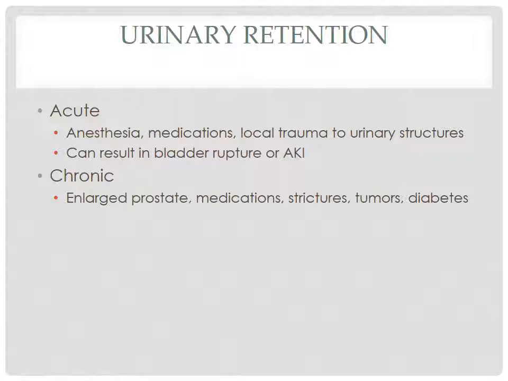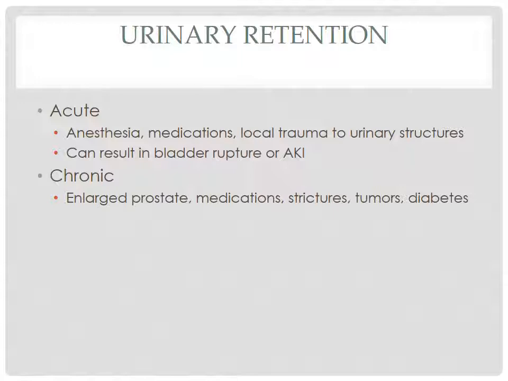Urinary retention can be acute or chronic. Acute can be related to anesthesia post-surgery, medications, trauma, or strictures, and as a result of the retention, the bladder can rupture, or we can have an acute kidney injury. Chronic urinary retention can come from an enlarged prostate. Some medications, strictures, tumors, and diabetes can result in chronic urinary retention.